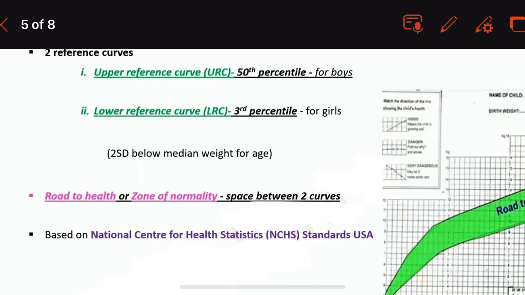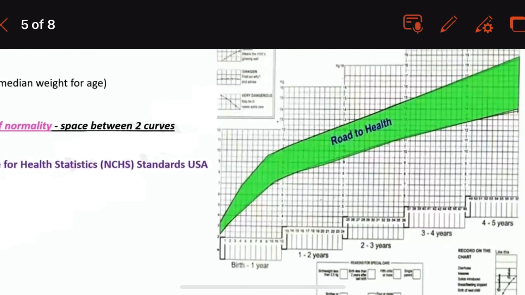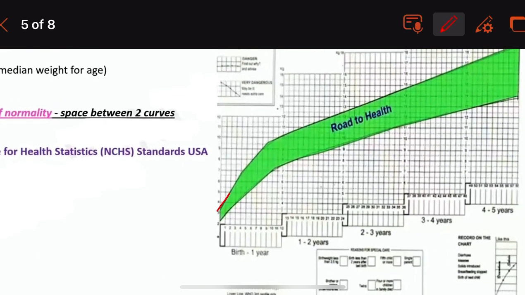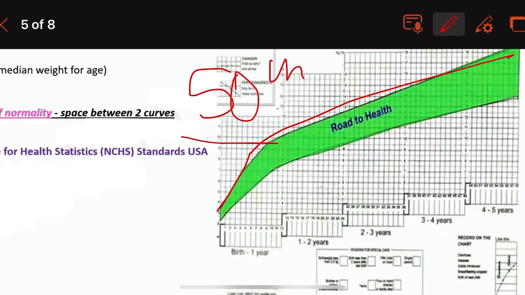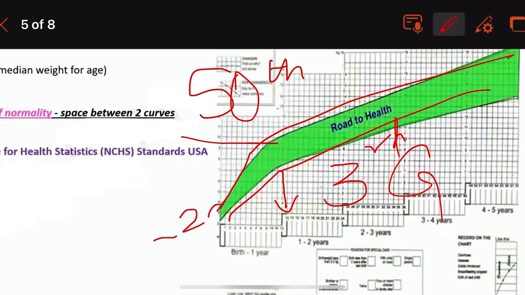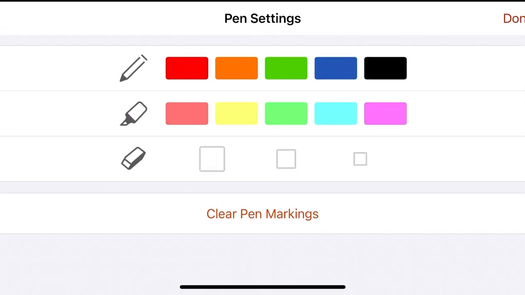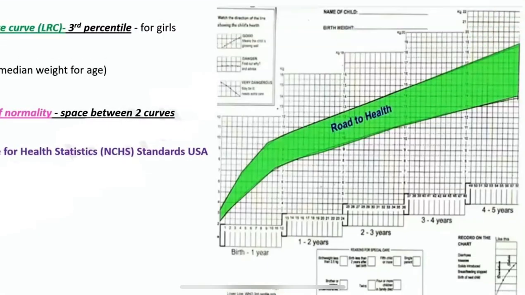Now here, what is the difference? So we see that the upper reference curve is the 50th percentile and it is for the boys, and the lower reference curve is the third percentile and it's for the girls. And when it is found below this, it is -2 SD. And the thing which is missing, -3 SD, is not found in this card. Also, it's the same for both boys and girls.